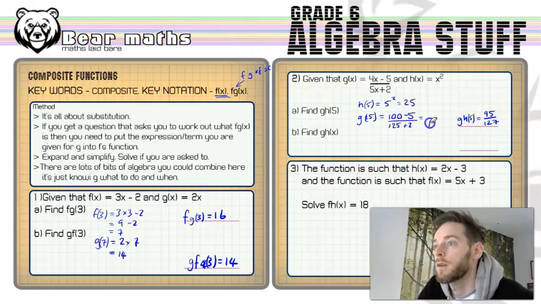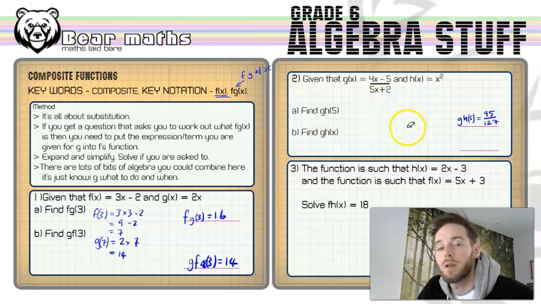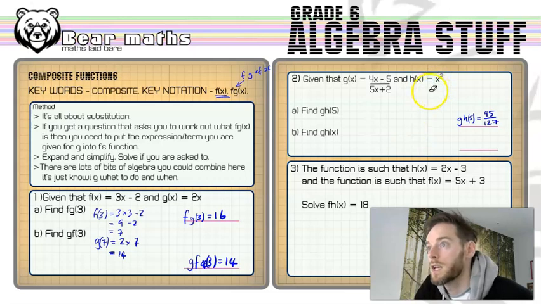Get rid of that, bit of space to do the next question. It's the same principle, but we have to square something, then we have to put it into two parts of the function that's got x's in.